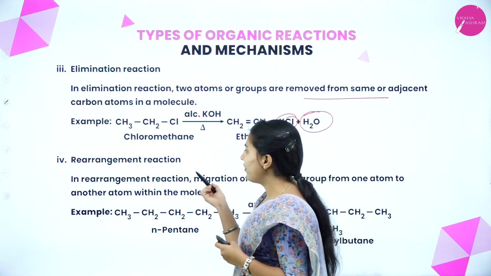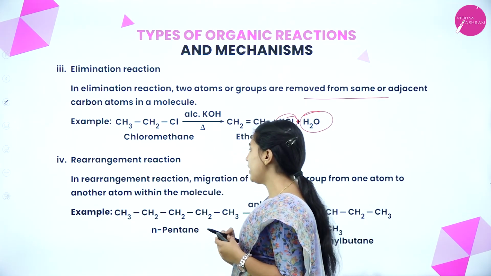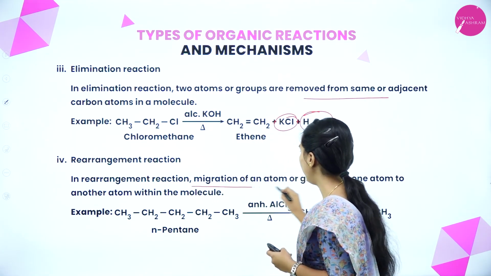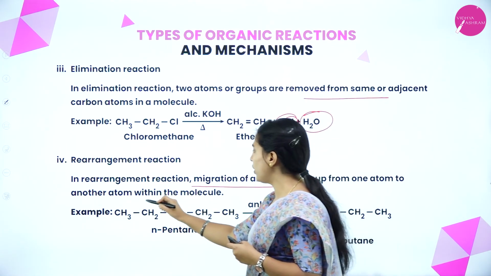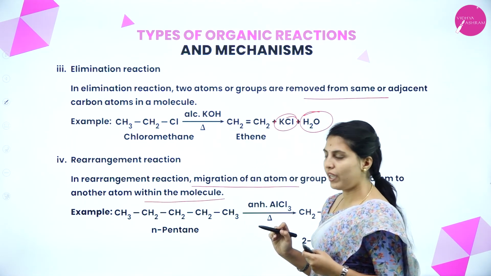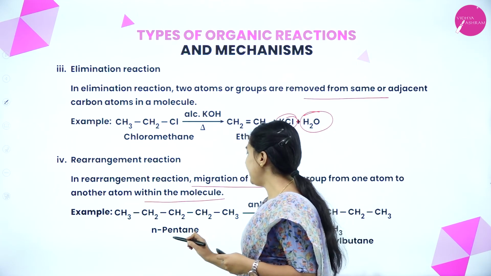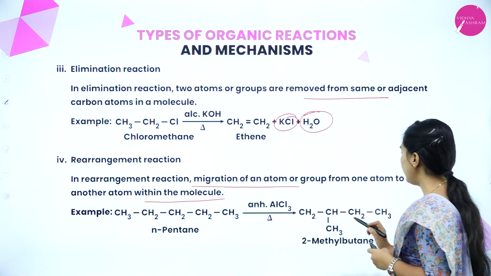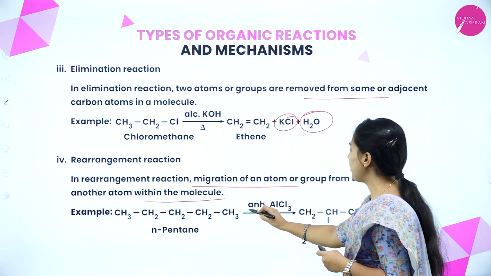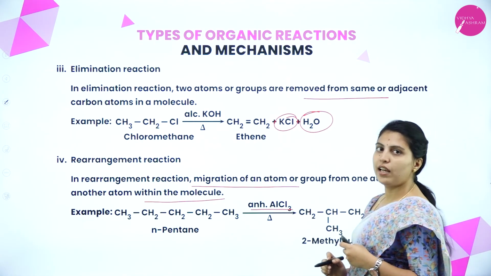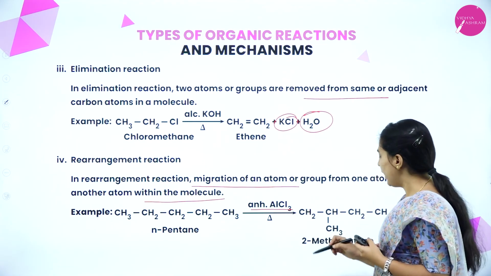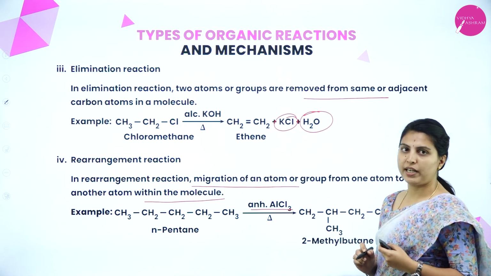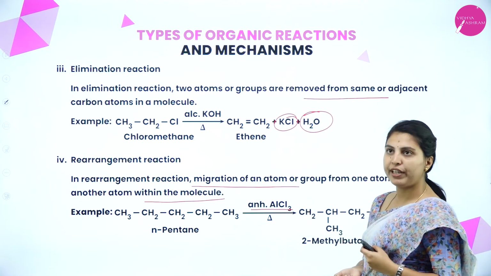And next is rearrangement reaction. In the rearrangement reaction, migration of an atom or group from one atom to another atom within a molecule takes place. Okay, rearrangement only. This n-pentane will form 2-methylbutane in the presence of anhydrous aluminium chloride. This is a chain isomer. It will form a branched isomer, like isobutane also we can tell.